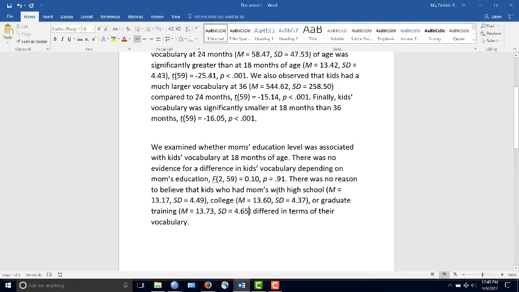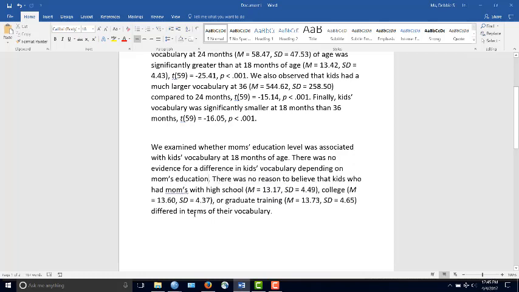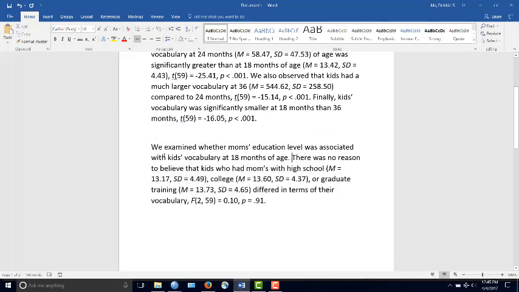You could say there was no reason to believe that kids who had moms with high school, college, or graduate training differed in terms of their education. And you could just, if you wanted to, take this part of this sentence, which is the overall F-test, and report the F-test there, and just leave it like this. So we would just have this. A description of what happened. We examined whether mom's education level was associated with kids' vocabulary. There was no reason to believe that, and the F-test.